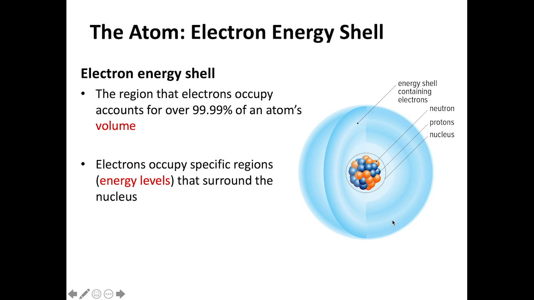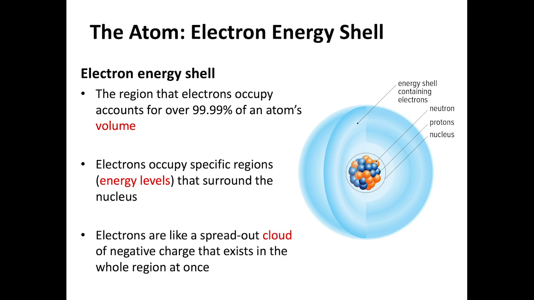Electrons, which orbit the atom, occupy specific regions that we call energy levels that surround the nucleus. They orbit the nucleus, and they're in different levels based on the amount of energy. Electrons are spread out, a little bit like a cloud. You'll see some models, and we'll look at one, where they're spread out in rings, but they're a little bit more loosey-goosey than that. It's just easier to look at that type of diagram. Electrons are spread out like a cloud of negative charge that exists in the whole region at once. So this whole area is all negative charge. We've got positive charge in the middle from our protons, and negative charge on the outside from our electrons.